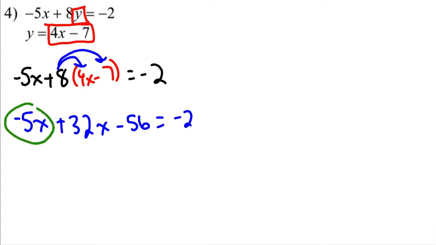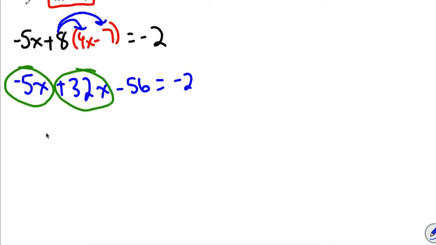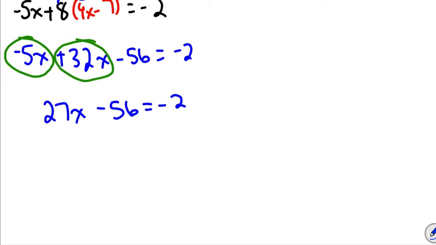So, negative 5x plus 32x, add your like terms, that's your next step. Negative 5 plus 32 gives you 27x. Minus 56 equals negative 2. Now we will move the 56, this is a minus, so we need to do the opposite and add 56 to both sides.